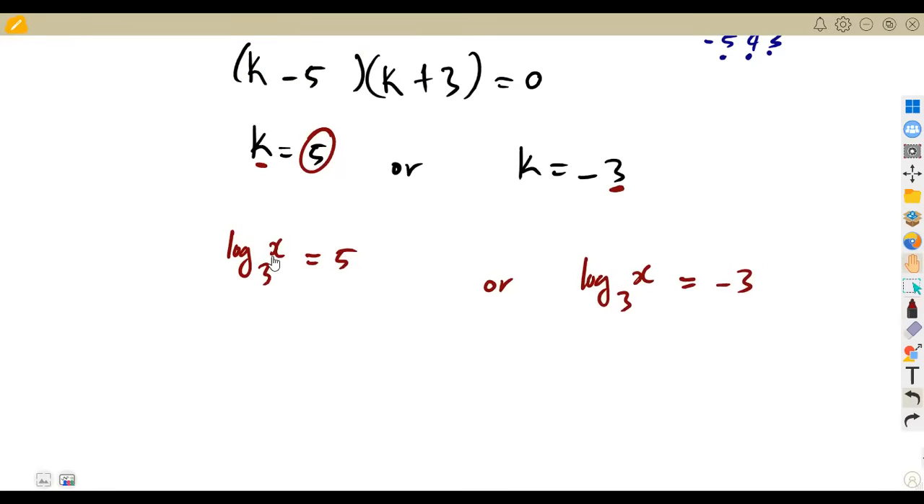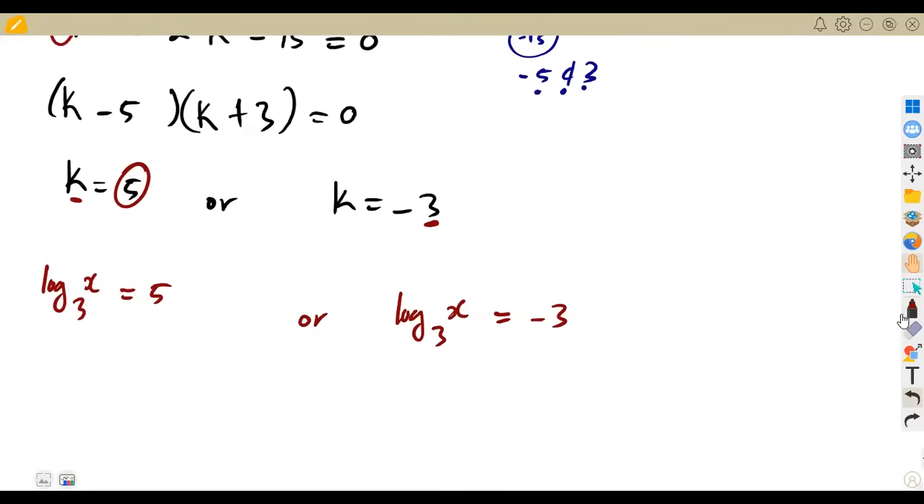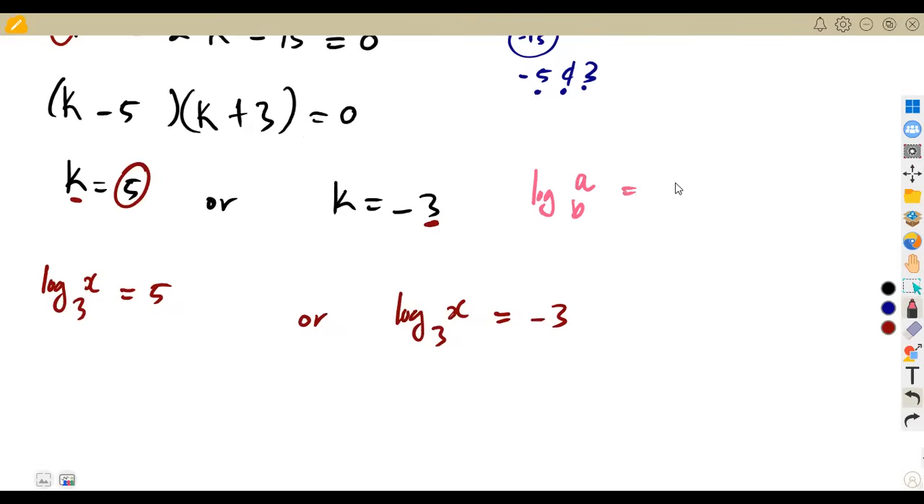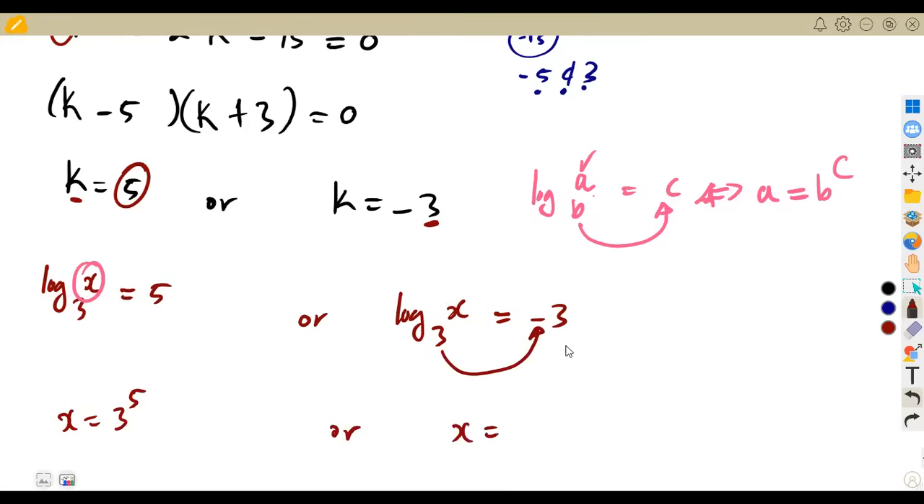This was for k, but we are supposed to solve for x by introducing back log x in base 3. So how are you going to solve for x? Remember from your logarithms, I talked about converting from a log to an exponential form. The logarithm of a in base b is equal to c can be written as a is equal to the base b to the exponent of c. This is our x representing a. So x will be equal to the base to the exponent of the answer. That is 3 to the exponent of 5, or x is equal to 3 to the exponent of negative 3.